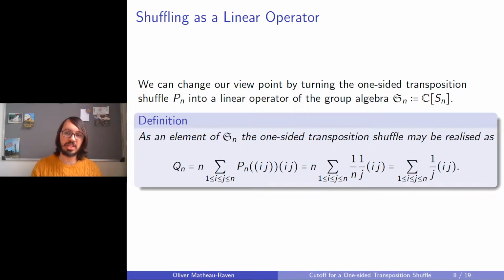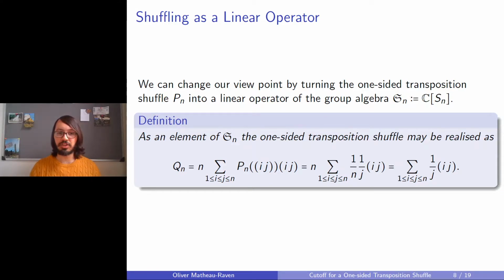And our first step is to change our viewpoint. So instead of thinking of the shuffle Pn as this probability distribution, we're going to start thinking of it as an element of the group algebra denoted Qn. To form Qn, we just take a linear sum of every transposition times its probability of being applied, and then we scale by n to make our calculations easy.